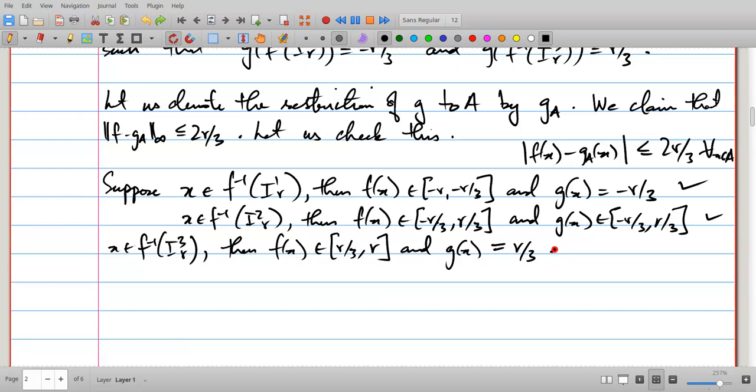Right, so in this case also the claim is true. Let's take the first one. So this is minus R, this is minus R by 3, and g of x is somewhere over here. So the difference between any two points is less than the length of this interval, which is 2R by 3.